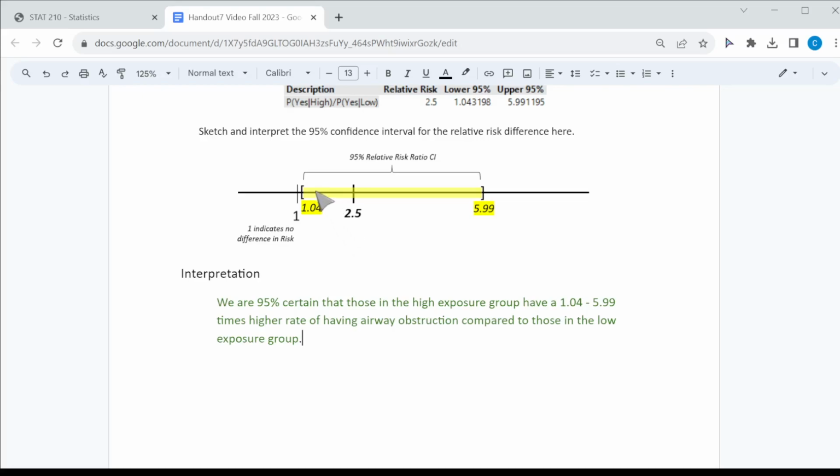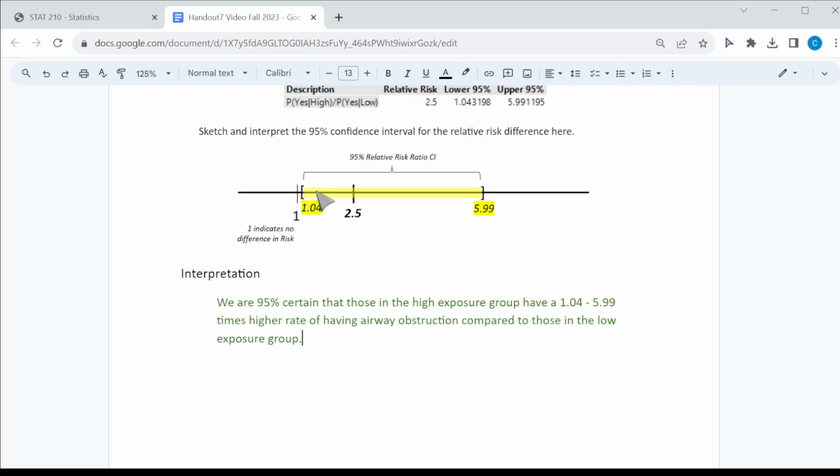If this confidence interval were to reach down to 0.8, for example, then 1 would be captured by that interval, and I would not be able to be 95% certain that the rate is higher, because it captures 1, and again, 1 indicates that there's actually no difference in the risk. So one thing that you want to pay attention to when you're looking at these relative risk ratio confidence intervals is whether or not they capture 1. And if they do, there's statistically no difference in the risk.